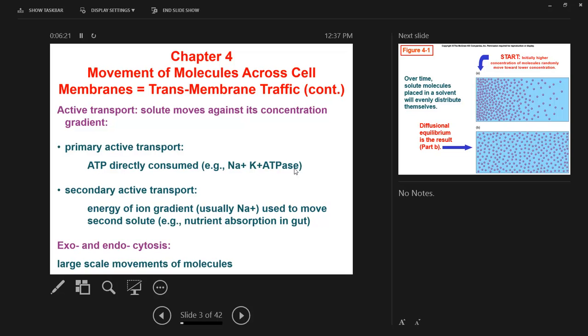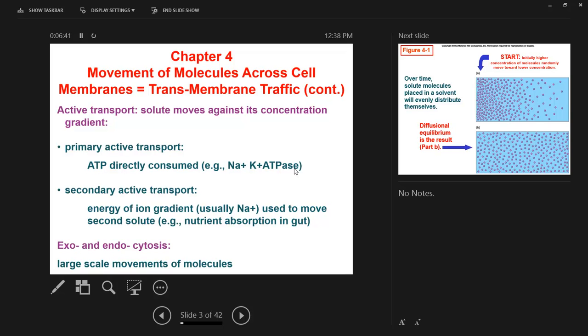So there are two kinds of active transport. There's actually more than two kinds, but we'll just deal with two in this class. The first one is called primary active transport. Primary active transport uses ATP. ATP is the energy molecule. You don't run on glucose. You run on ATP.